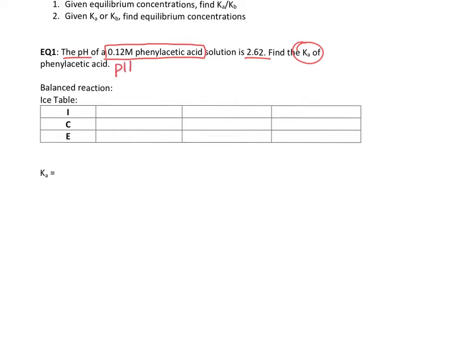So pH is equal to 2.62, and then I'm going to write down the molarity of, we're going to call it H-phen. The H just means that we're looking at an acid, and phen stands for phenylacetic acid. This isn't proper or correct chemical notation. It's just an abbreviation to help us with the problem, since we actually don't know the chemical formula offhand of phenylacetic acid. The molarity that's given to us is 0.12. And then it gives us an ice table.